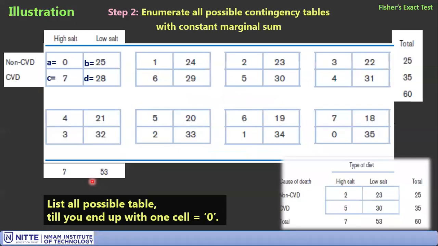So let's look at what the different possibilities are. Yes, there are 1, 2, 3, 4, 5, 6, 7, 8 possible combinations. Let me tell you one simple trick here. Before you write the table, you can find out how many tables you can write.